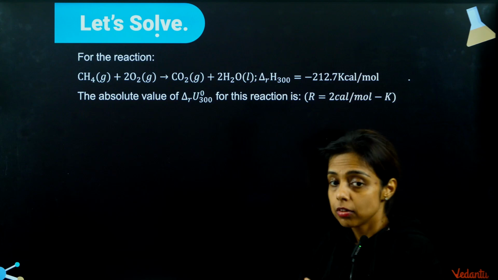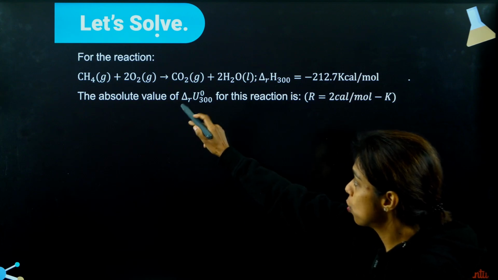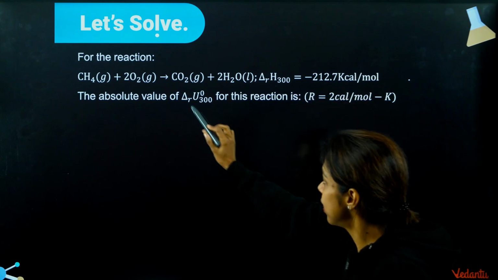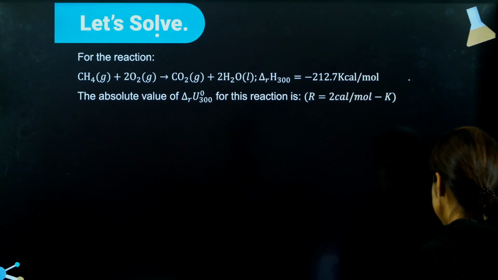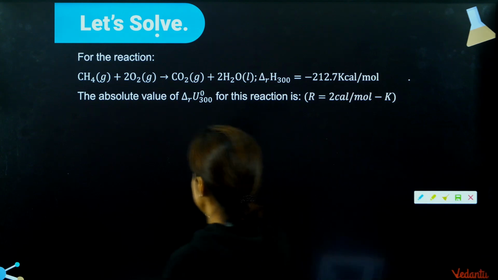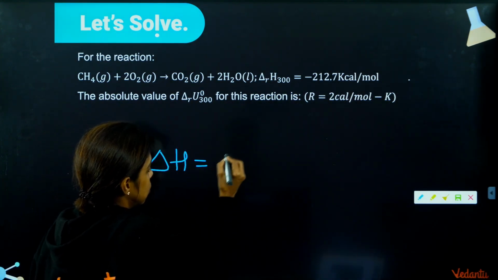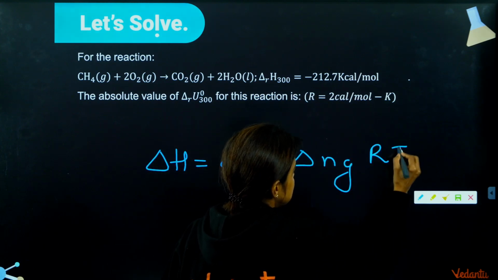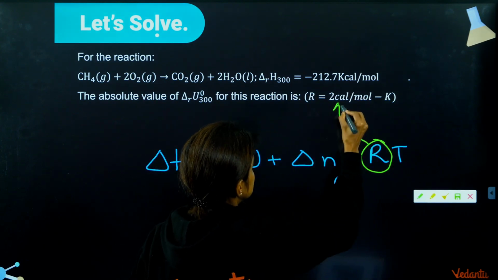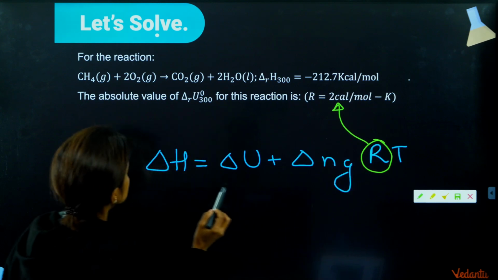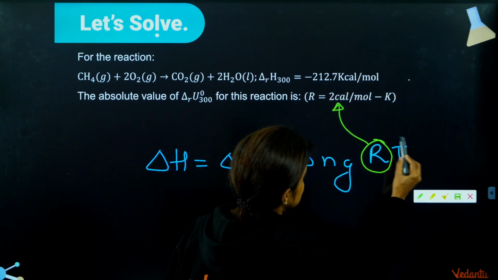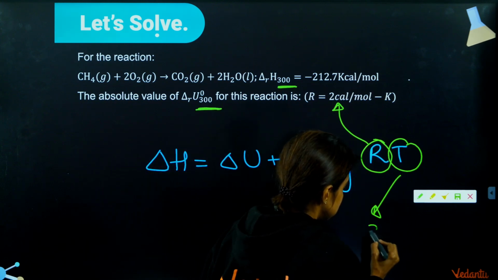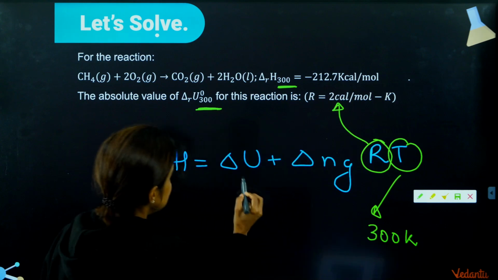Now the next question. For the reaction CH4 plus 2O2 gives CO2 plus 2H2O, delta H is given to us. The absolute value of delta U. So we are going to use the important formula. Delta H is equal to delta U plus delta Ng RT. Right? R is given to you. Temperature is also given to you. 300 Kelvin. The temperature is 300 Kelvin. Right?